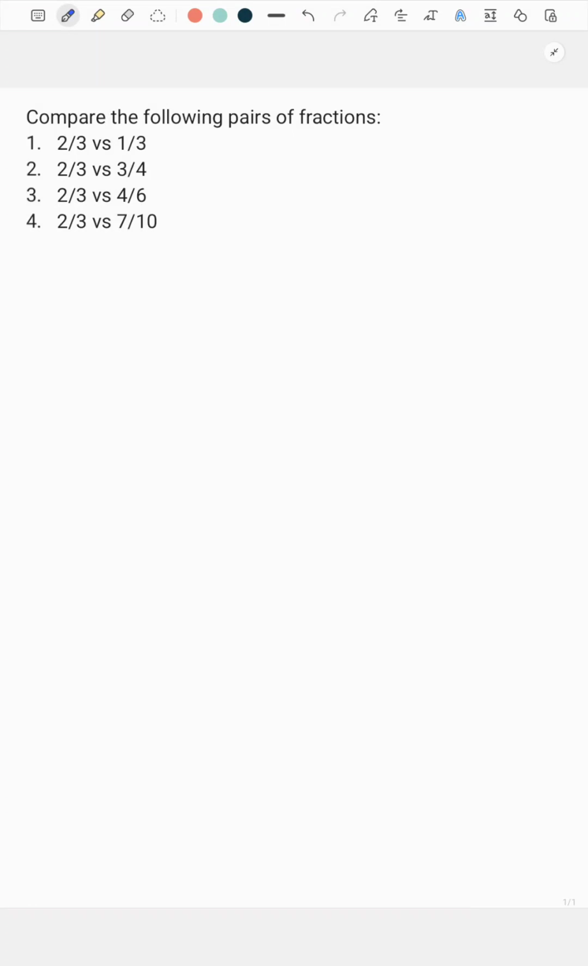So the first one is 2/3 versus 1/3. Here it is clear. 2/3 is bigger than 1/3. Both of them have equal denominators here, so we can directly compare their numerators. 2 is greater than 1, so 2/3 is greater than 1/3. So that was the first one.